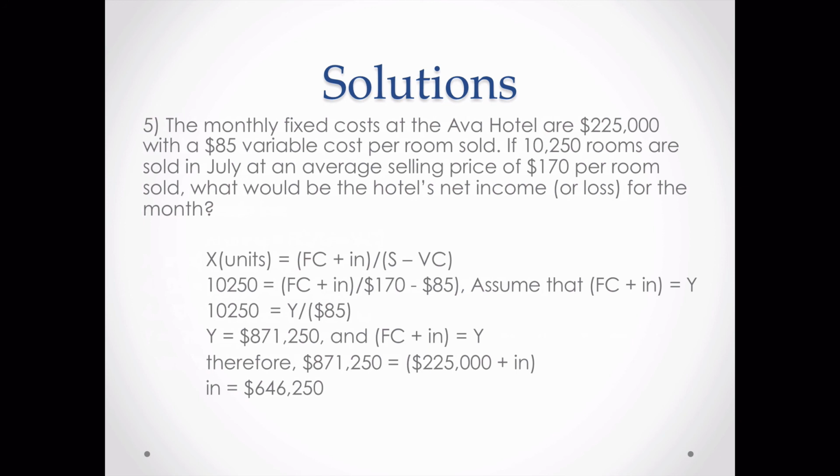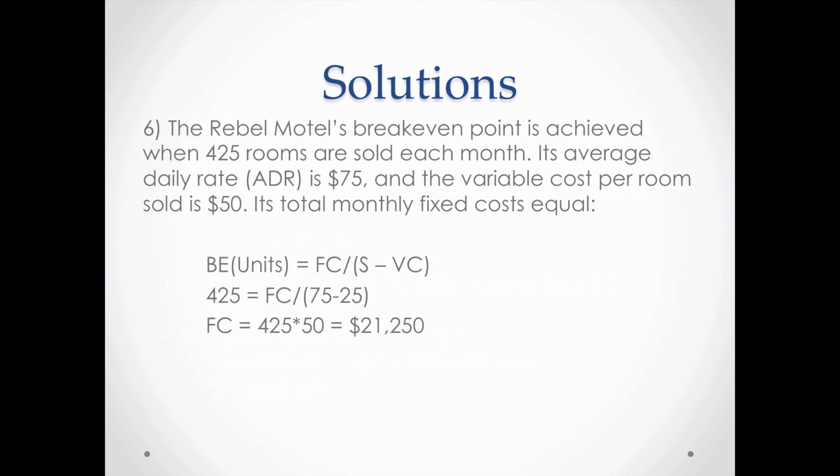We do the math, and Y equals $871,250. And that means that if we subtract out our fixed costs, we're going to get our income, and our income is $646,250 in this example. Last one.